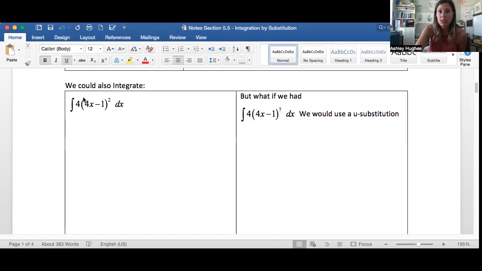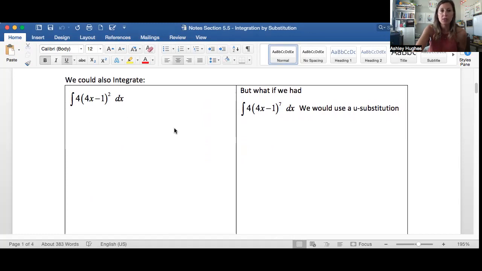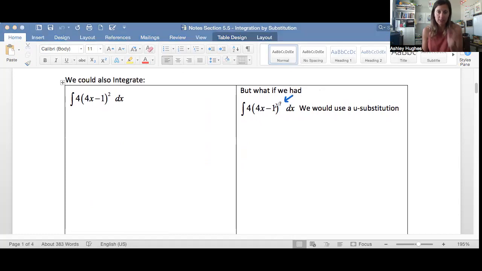Which we did talk about how we could integrate this by multiplying this all out and then integrating it from there. But there's a way where you don't have to do that. And in some cases, you cannot do that, or it would take forever and be incredibly tedious to do something like that, like here, to the 7th power. There's no way you want to distribute something out, multiply it over and over and over again, or use Pascal's triangle. That would be really tedious.